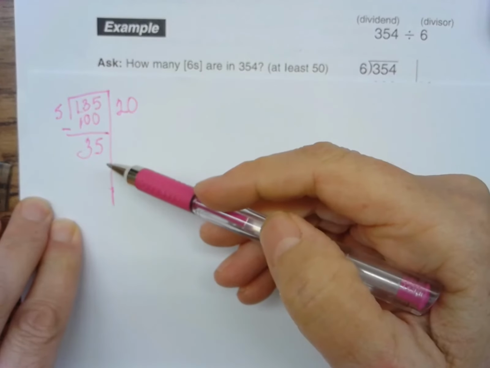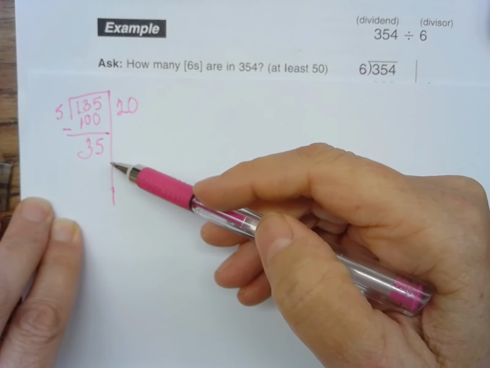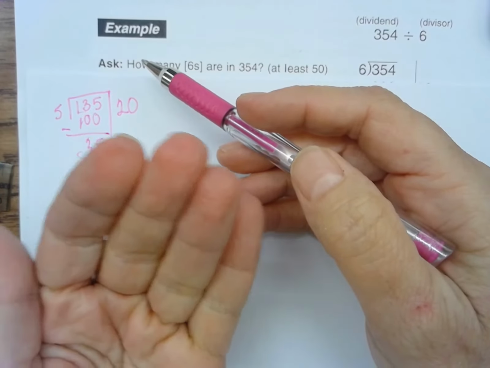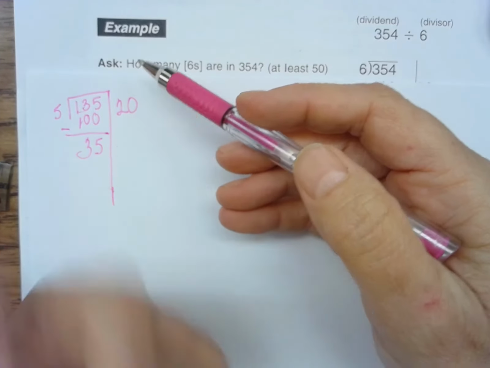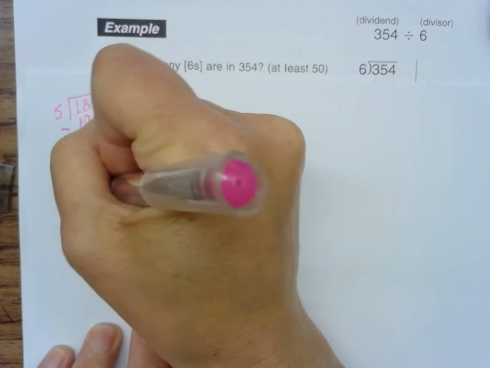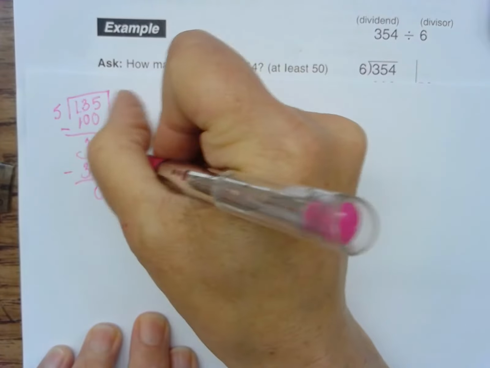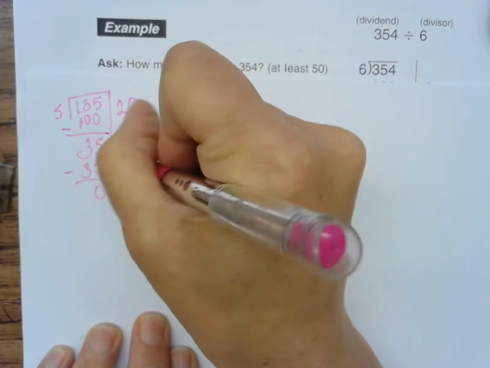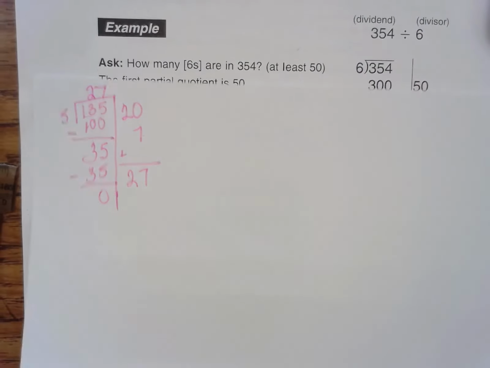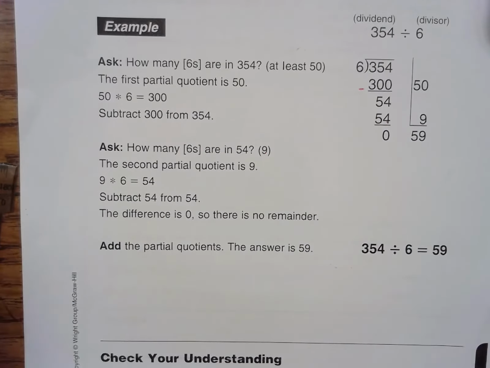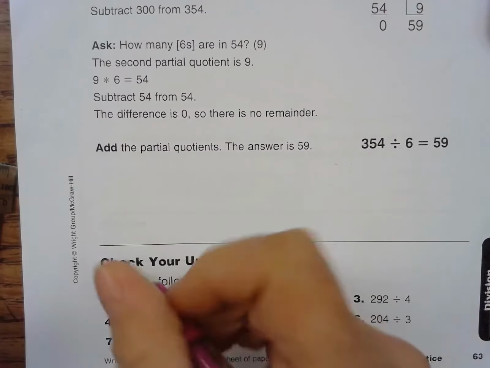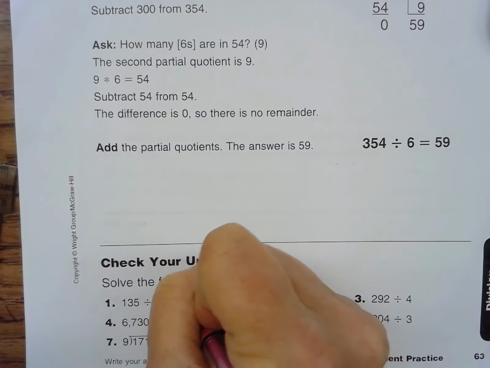So, how many 5s in 35? Well, you should know that from your math facts. 5, 10, 15, 20, 25, 30, 35. So that's 7. 7 times 5 is 35. Subtract. There's no remainder. So we add these together. 20 plus 7 is 27. So the answer is 135 divided by 5 equals 27.